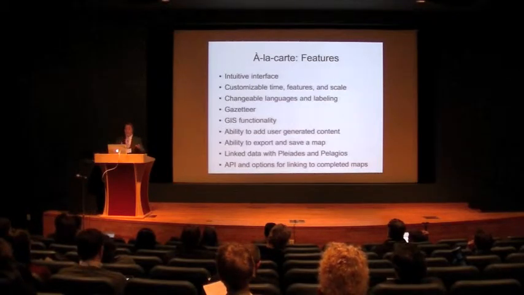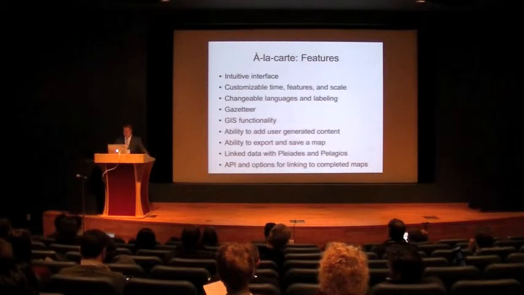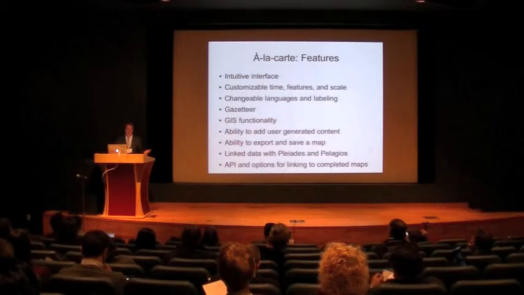And from the beginning, we've linked with both Pleiades and Pelagios. We're all one big circular family at this point, I think, so we want to keep it that way. And we wanted to make an API and options for linking to completed maps, or being able, if you have a project, to link to a-la-carte or to make an ancient map without really using too many resources on your own end.